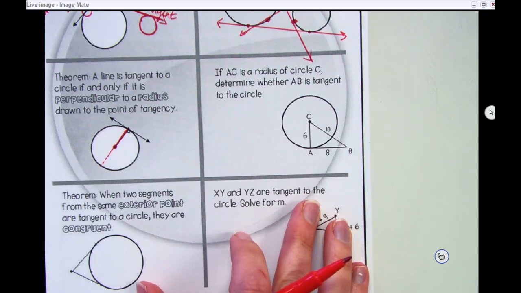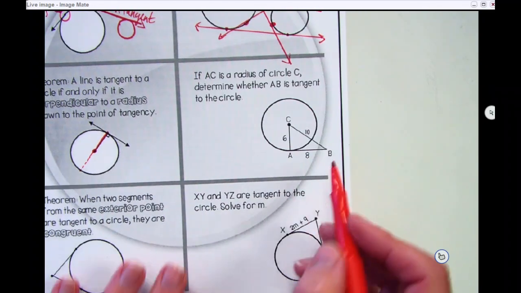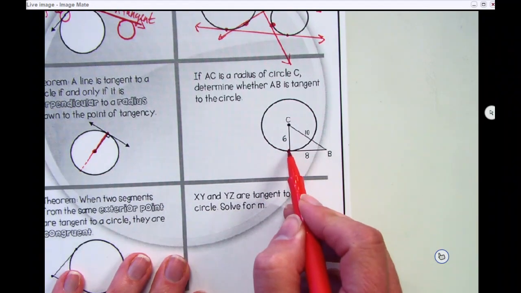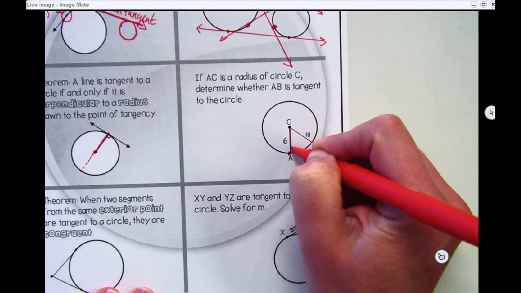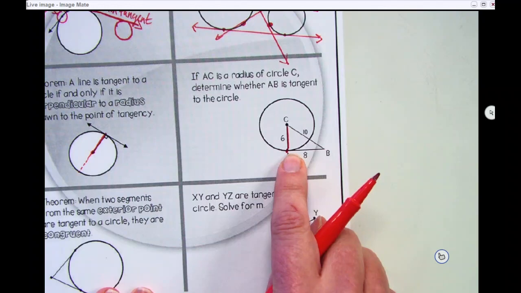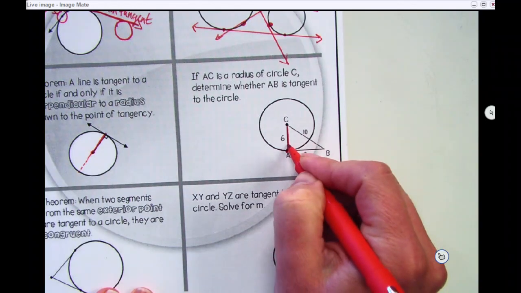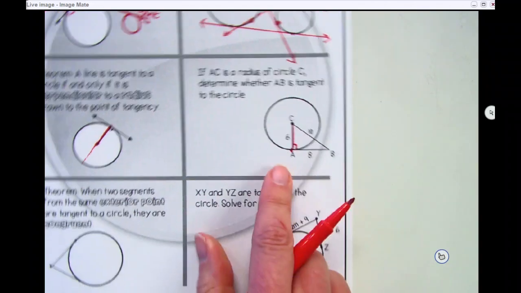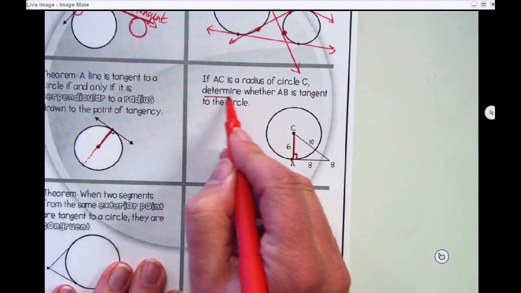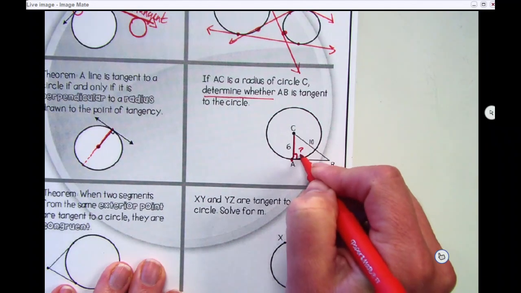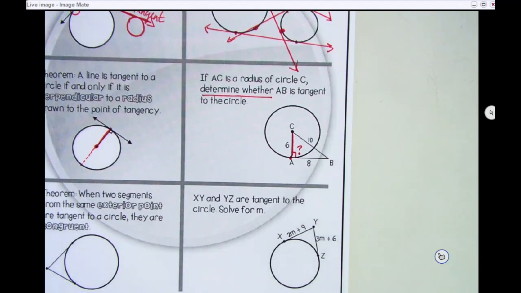So over here, it tells me AB is tangent, which means it touches that point. Which if I've got the radius, what kind of angle do I know is right here? 90-degree angle. So how do I determine, oh, it doesn't tell me it's tangent. It says determine whether it's tangent. So that's what's in question. Is it a 90-degree angle?